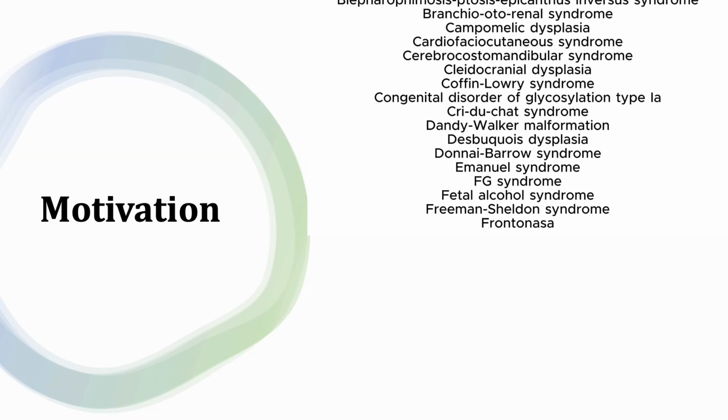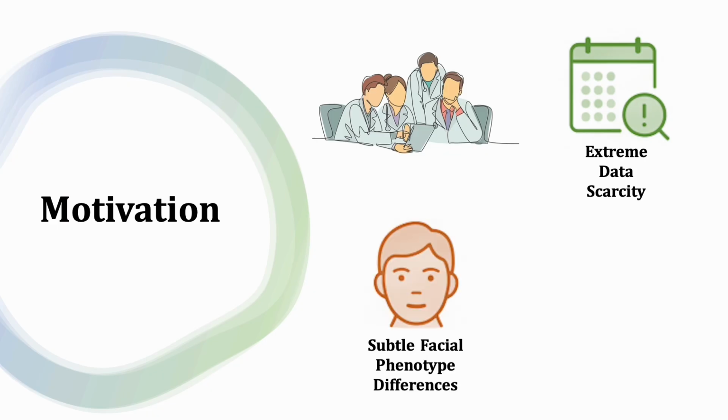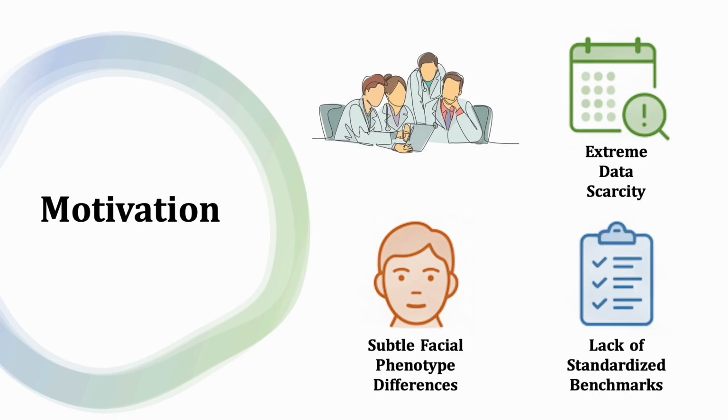However, building reliable AI systems in this domain is difficult for 3 reasons. First, data are extremely scarce. Many conditions have only a few publicly available patient images. Second, different rare diseases can share highly similar facial features, making fine-grained recognition difficult. Third, ethical and privacy constraints limit large-scale data collection and standardized benchmarks. These challenges motivate the need for a transparent benchmark that reflects real-world scarcity rather than assuming large labeled datasets.